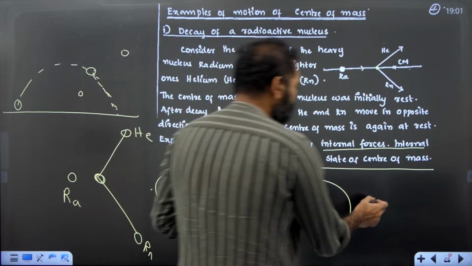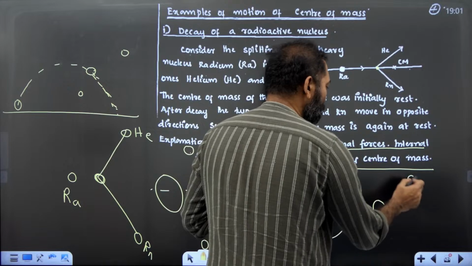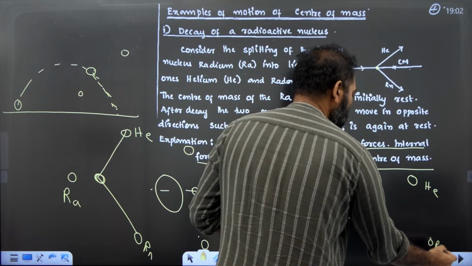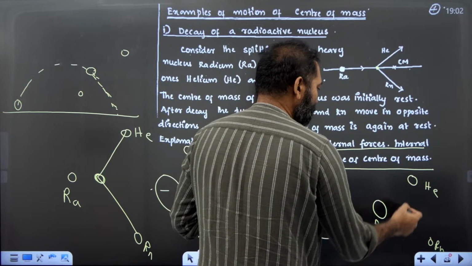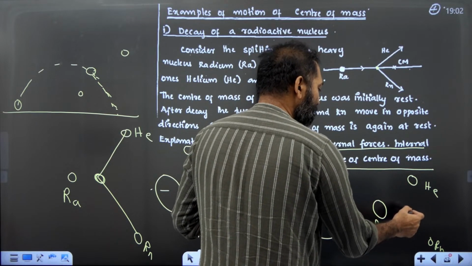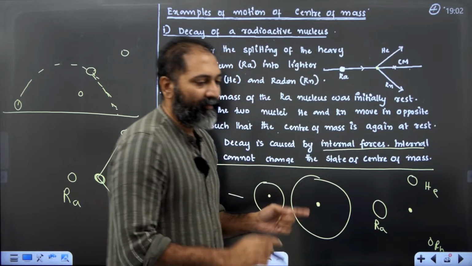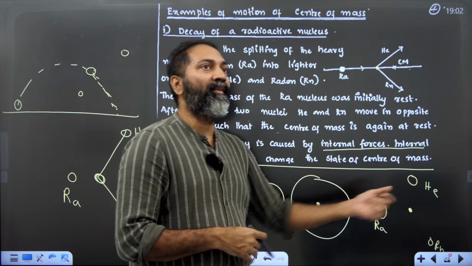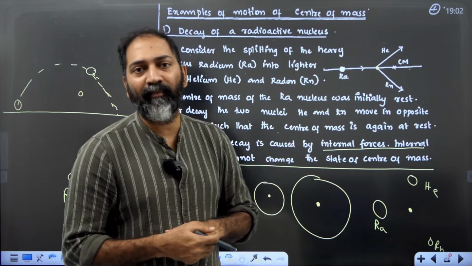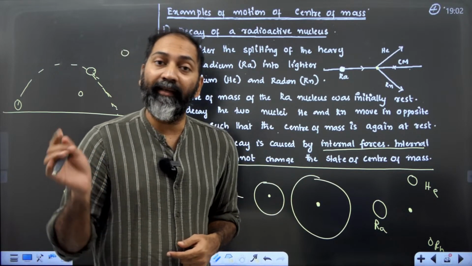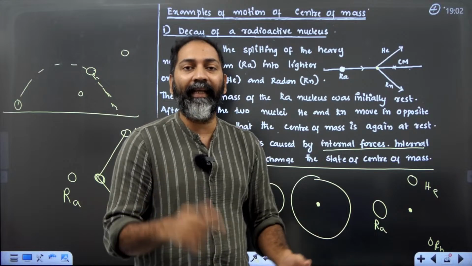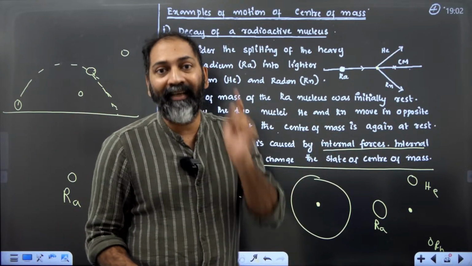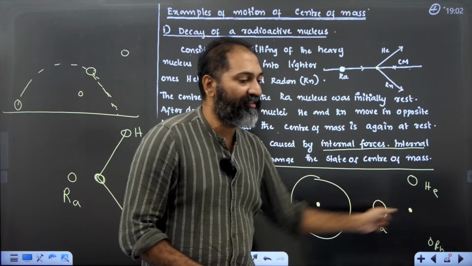Similarly, radium was here. Now it disintegrates into helium and radon. So this was the original radium, radioactive, after disintegration. This is the position of center of mass. The problem is that students will be wondering, sir, how can radium be at the same position? No, radium is not at the same position. The position of center of mass is at the same position. Radium has disintegrated into two different elements, helium and radon, but its center of mass will be at the same position.